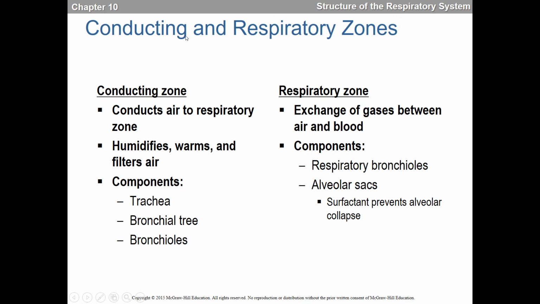Now, overall, our lungs are more or less split up into a conducting zone and a respiratory zone. So the conducting zone overall conducts air to the respiratory zone. It humidifies, warms, and filters air. It has these different aspects of it. So big thing here, in the conducting zone, there's no gas exchange going on. That's really the big thing I want you to know. And the respiratory zone, that's really where the business is happening.